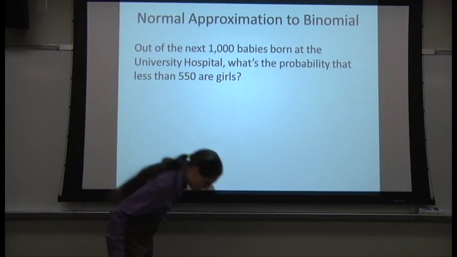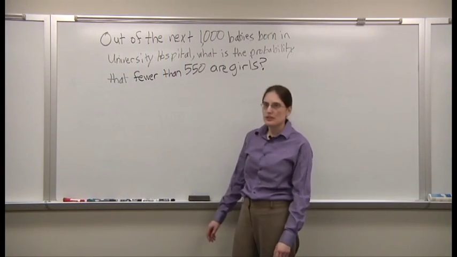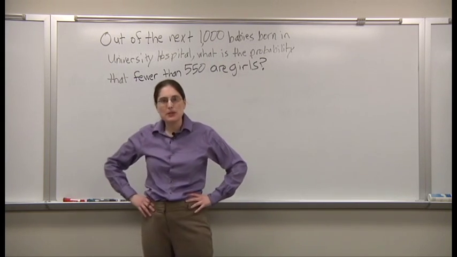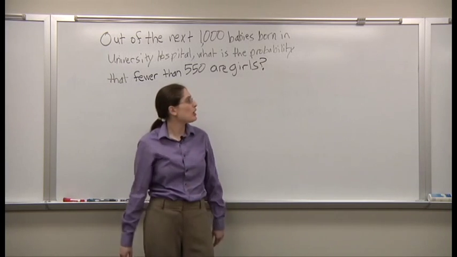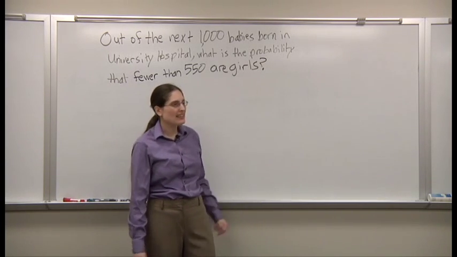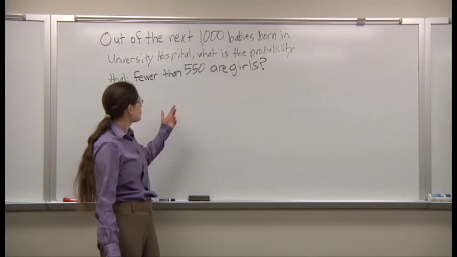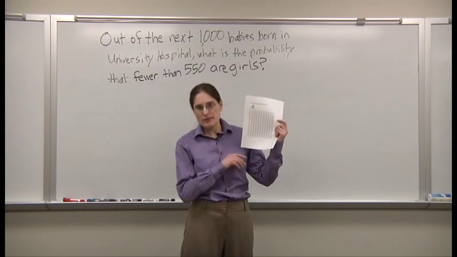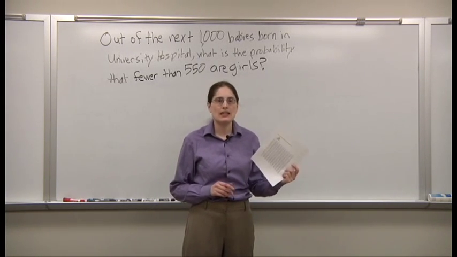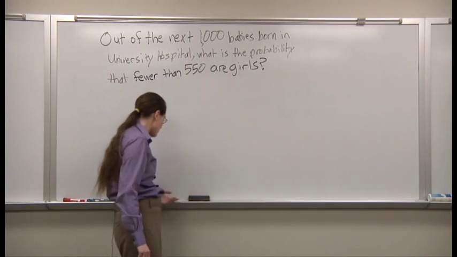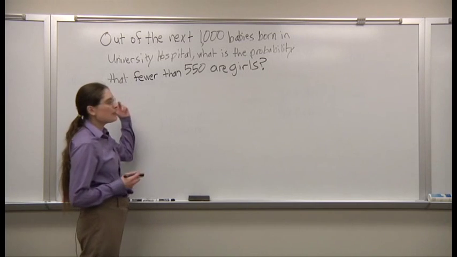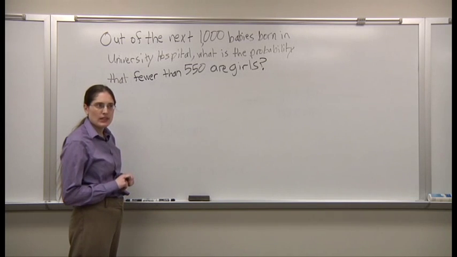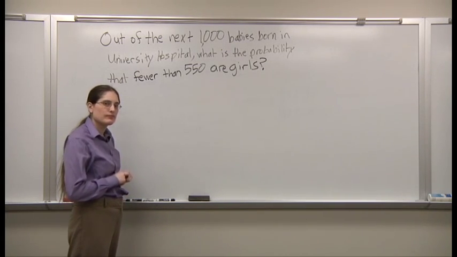Let's get some writing implements. So, we're wondering, out of the next 1,000 babies born at the university hospital, what is the probability that less than 550 are girls? We want to use the normal distribution, but we need a mean and standard deviation to do it. How do you find the mean of a binomial distribution? The mean of a binomial distribution.